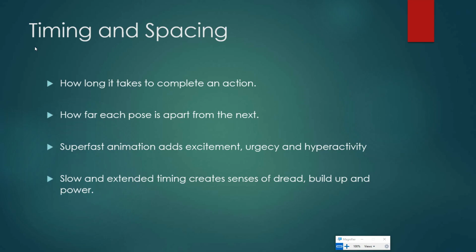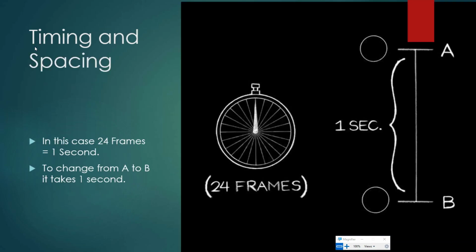Super fast animations add excitement, urgency, and hyperactivity. Slower and extended timings create a sense of dread, build-up, and power. So it's quite an interesting sort of thing when it comes to timing and spacing. So there's some pictures for you. In this case, like we're doing at the moment, or some people doing 60 FPS because they are the PC Master Race, in this case, 24 frames equals 1 second. Okay, so 24 frames to reach from point A to point B. All right, pretty nice.